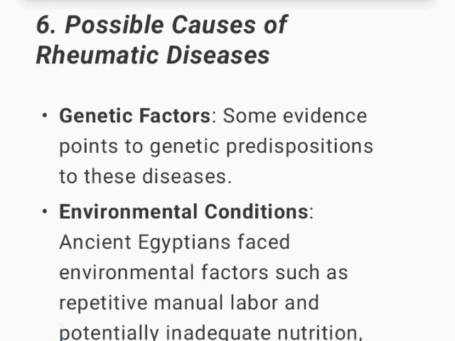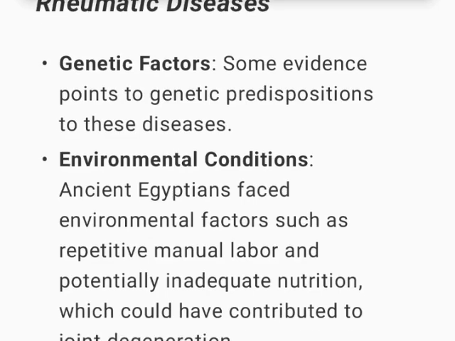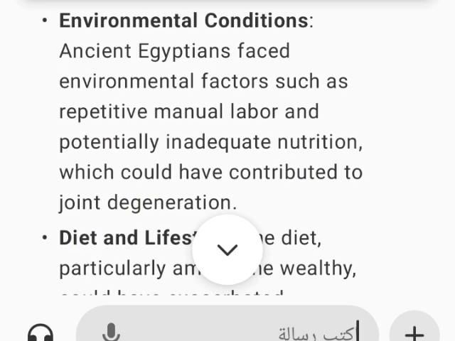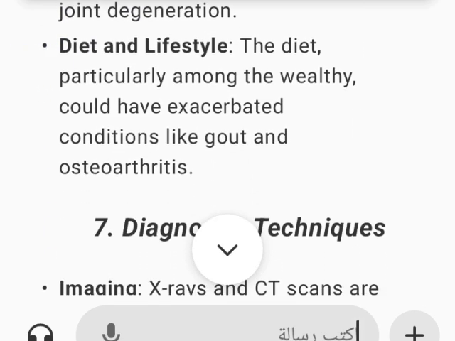6. Possible causes of rheumatic diseases. Genetic factors: Some evidence points to genetic predispositions to these diseases. Environmental conditions: Ancient Egyptians faced environmental factors such as repetitive manual labor and potentially inadequate nutrition, which could have contributed to joint degeneration. Diet and lifestyle: The diet, particularly among the wealthy, could have exacerbated conditions like gout and osteoarthritis.